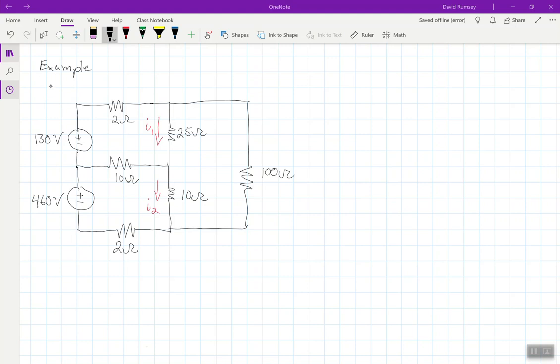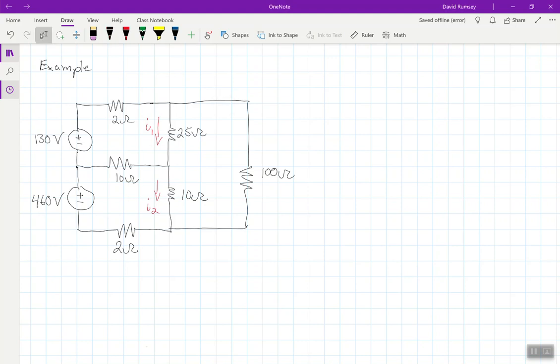So in this video we are going to look at an example problem. We might look at another one depending on how long this video gets to be. So you might want to also pause the video and sketch the circuit out. I'm just going to proceed as if we all have the circuit sketched in our notes.